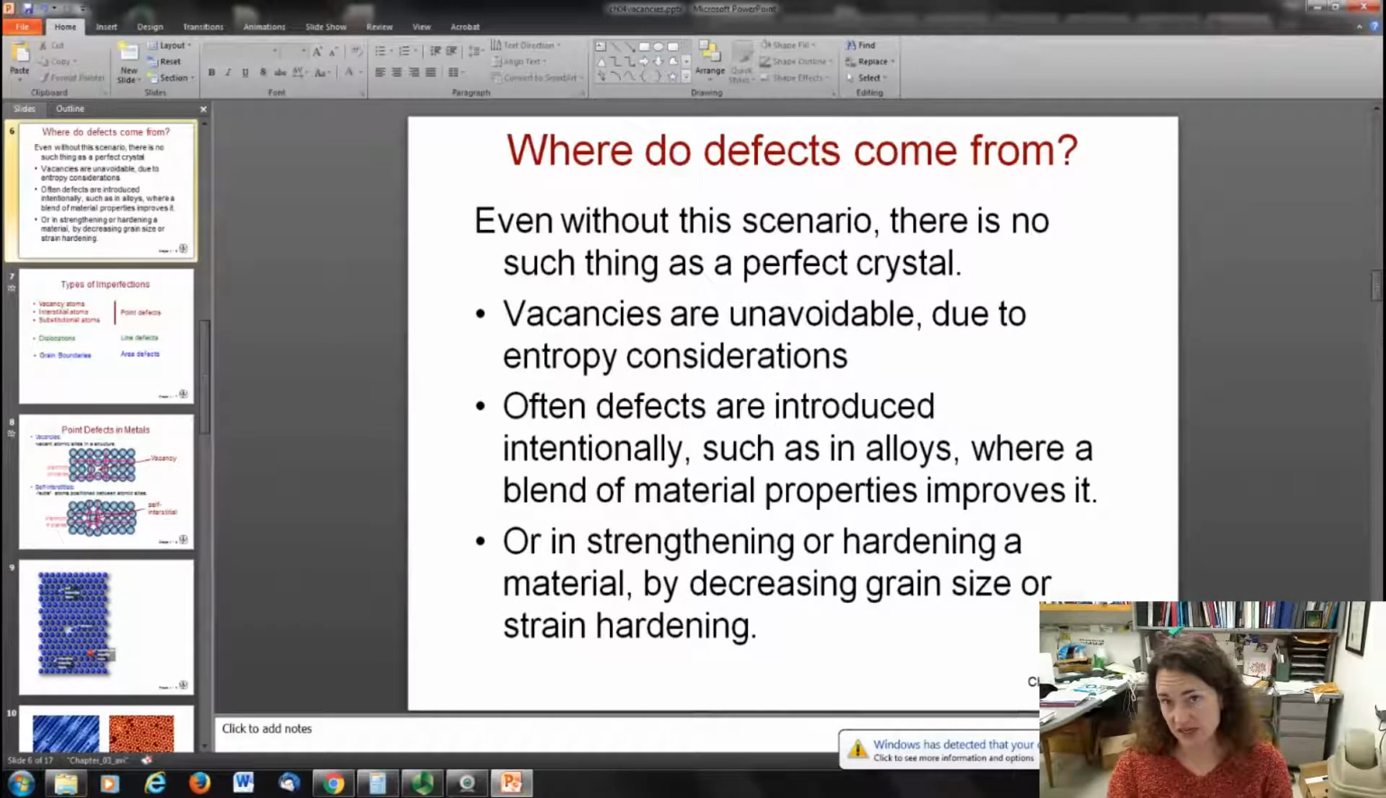Often, however, these vacancies actually help you out, or the defects help you out. For example, in an alloy, a blend of material properties actually improves the material mechanically in many cases. It's desirable. You can also strengthen or harden a material by decreasing the grain size, going through something called strain hardening. And of course, if you decrease your grain size, you've got more grains, you've got more boundaries, you've got more defects. But that changes the material properties oftentimes in a desirable way. So lots of times, defects are your friend if you want a stronger, tougher material.